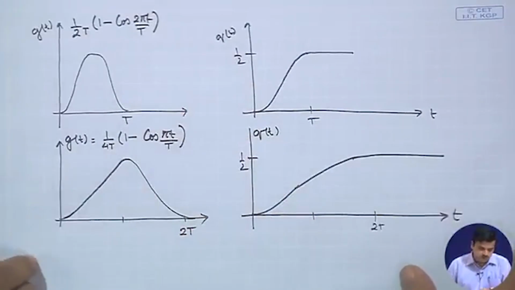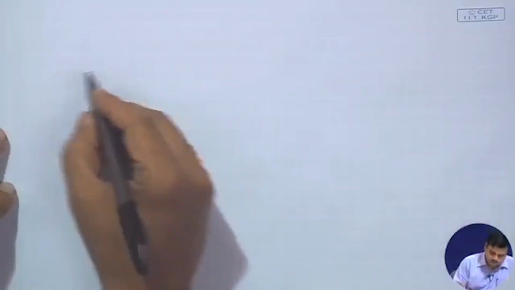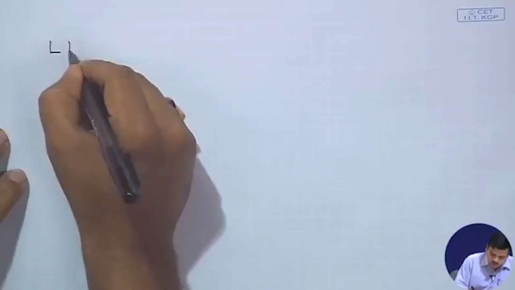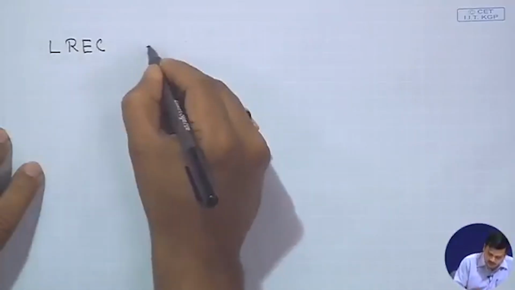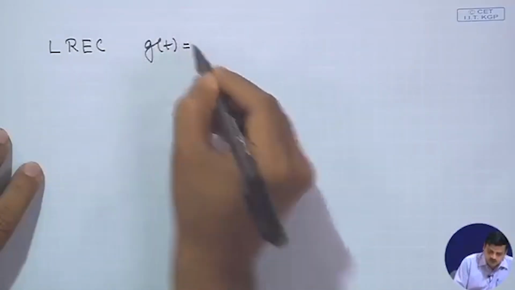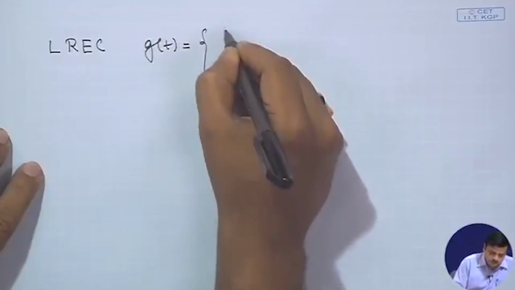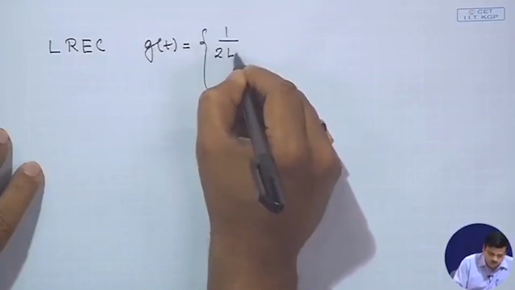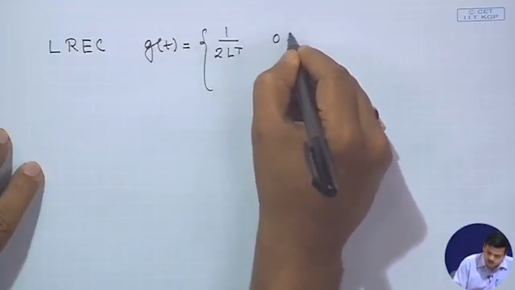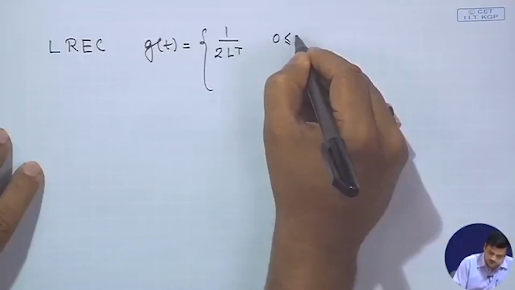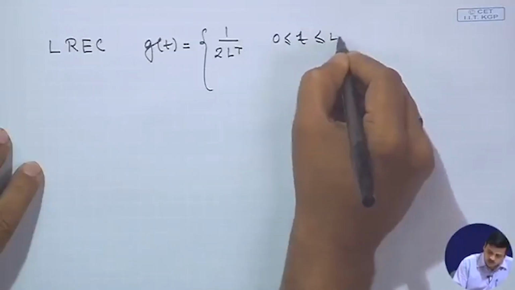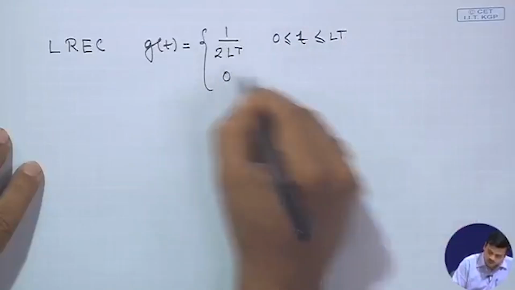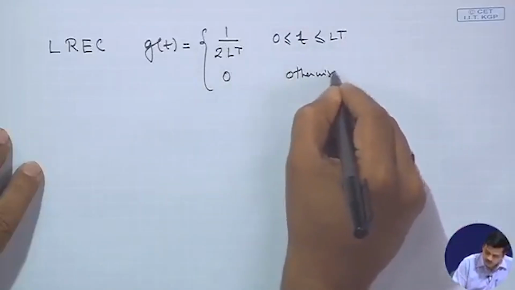So, all these waveforms that we have drawn are outcomes of certain pulse shapes. One of the pulse shapes is known as the rectangular pulse shape with the parameter L, and you would define g(t) as 1 upon 2LT for t lying between 0 to LT, and it is 0 otherwise, right.